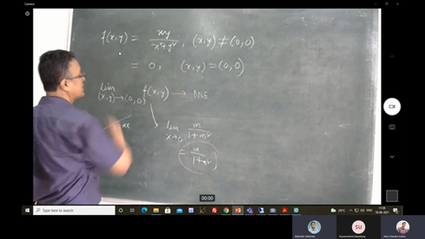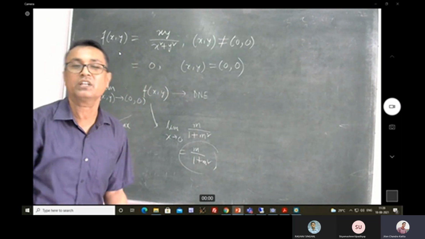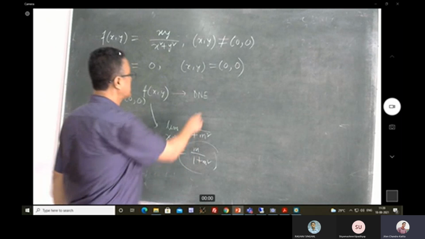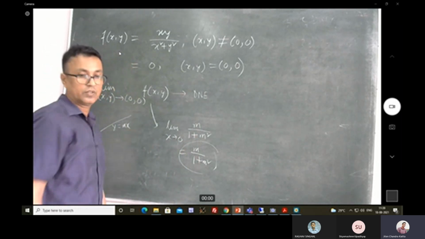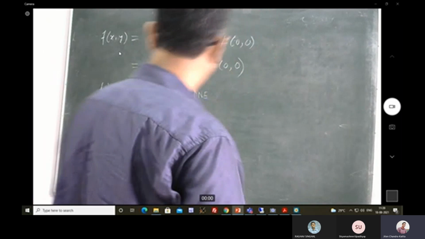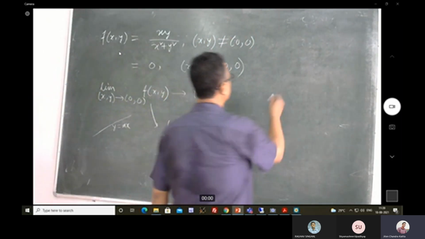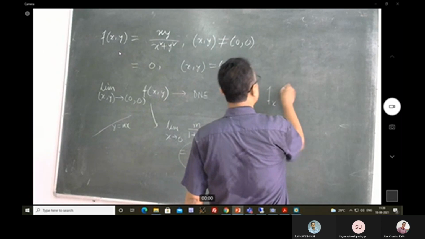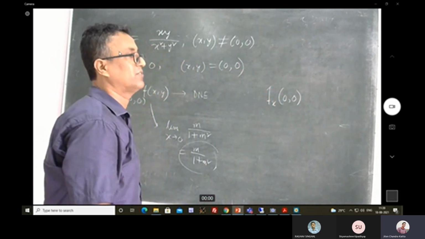Since the limit doesn't exist, we are not even going to do all the other stuff. We can straightforwardly say that the function is not continuous at the origin. So is it only that? Now let us try to find out the partial derivative of the function at (0, 0).